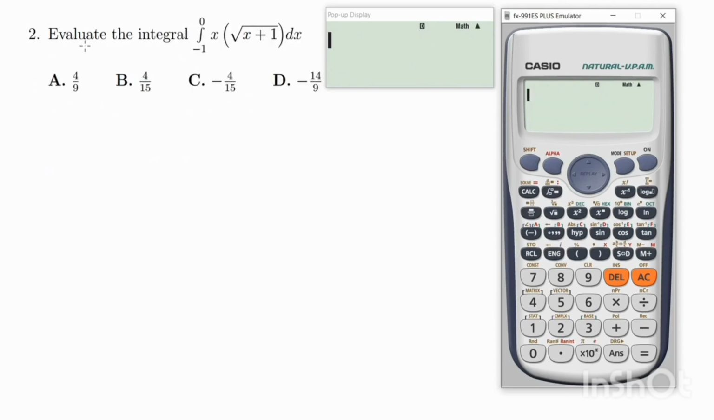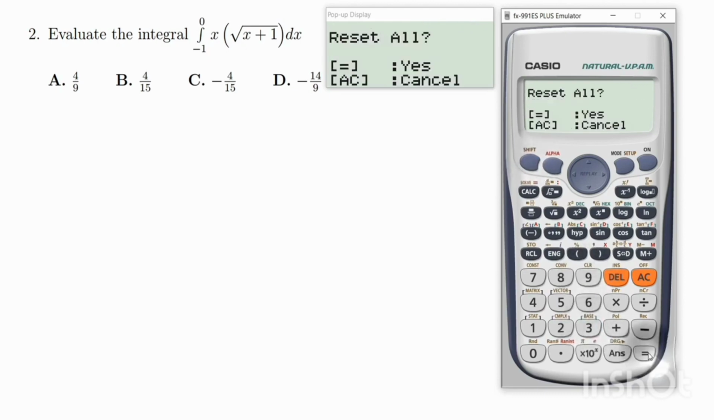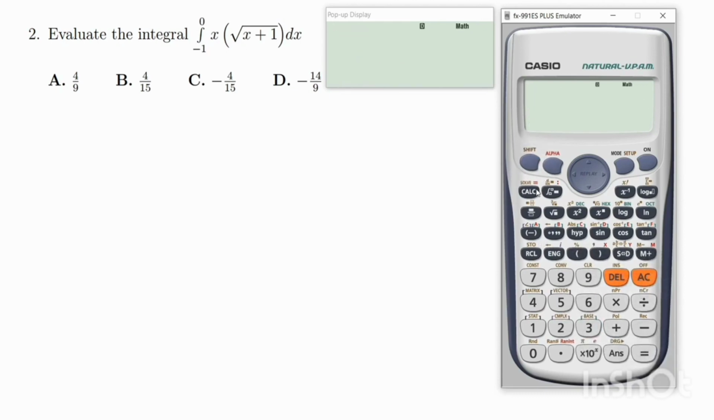In this question, we are asked to evaluate the integral from -1 to 0 of x open bracket square root of x plus 1 dx. Okay, the very first thing we might want to do is reset the memory of the calculator by pressing the shift button, then 9, then 3, then equals to, then press AC. Now that we are done with that, we can now press the definite integral key.